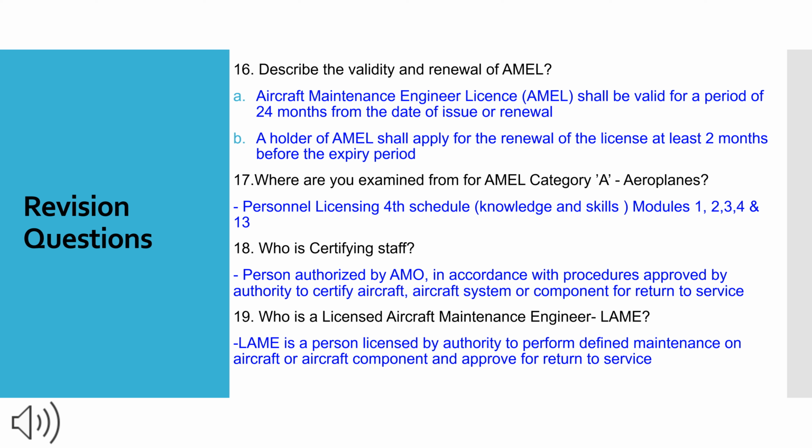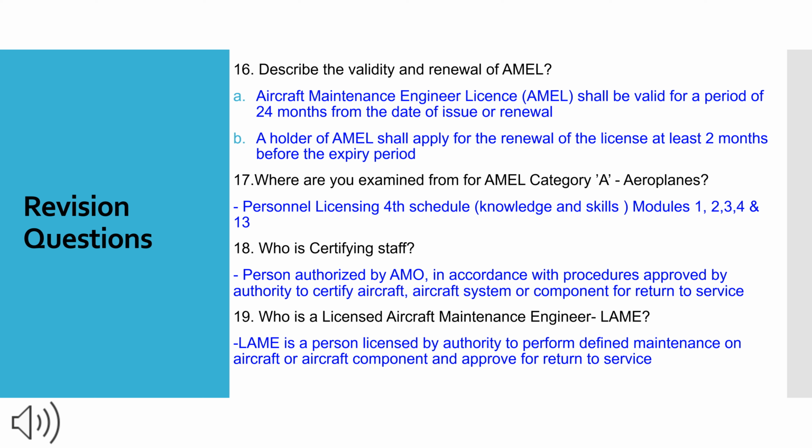We continue to question number 16 that asks, describe the validity and renewal of the aircraft maintenance engineer license. The aircraft maintenance engineer license shall be valid for a period of 24 months from the date of issue or renewal, and the holder of aircraft maintenance engineer license shall apply for renewal of the license at least 2 months before the expiry period.